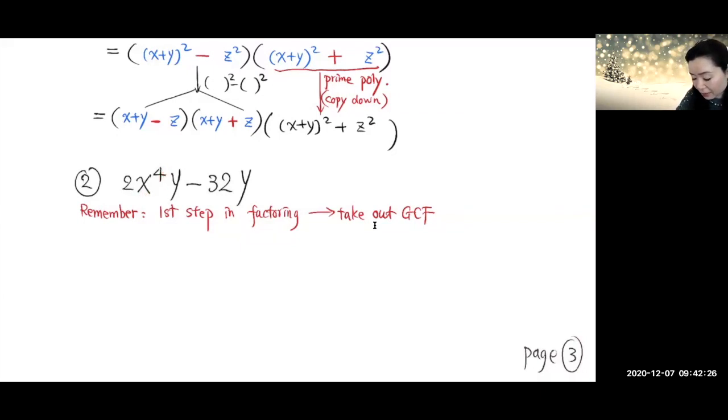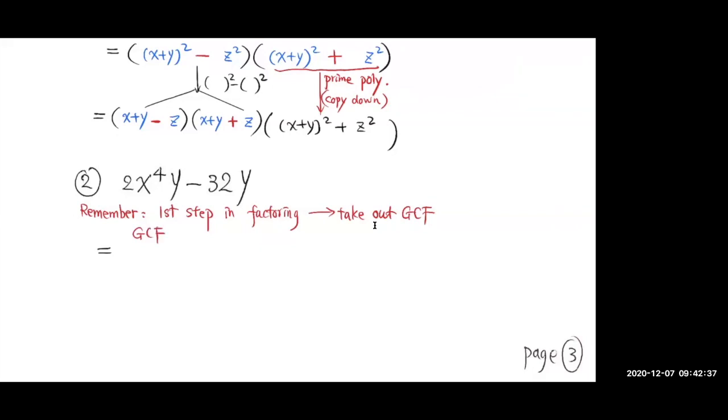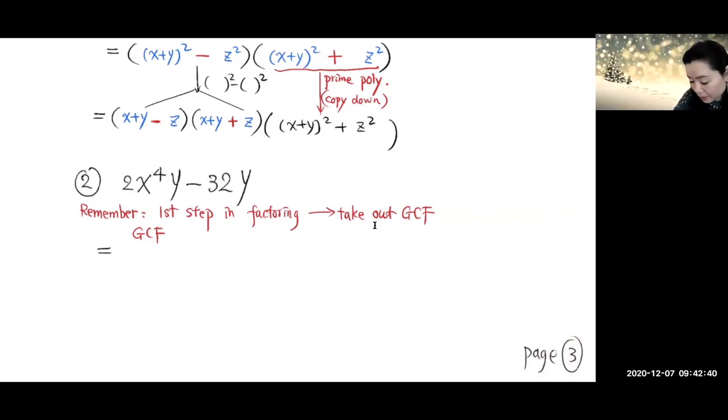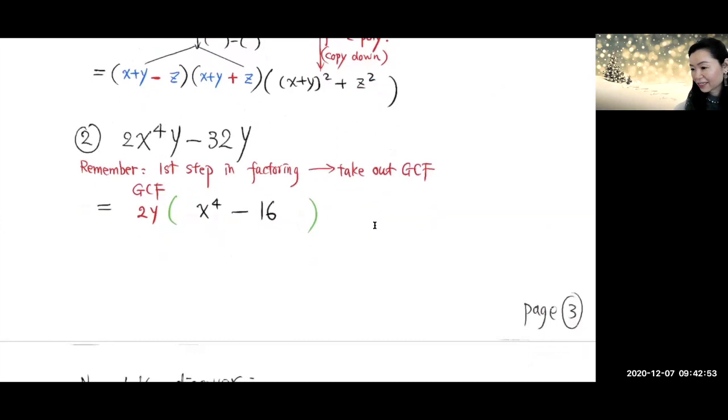So now we're going to take out the greatest common factor. What's the greatest common factor? 2y. You got it, 2y. So 2y. Now after we take out 2y, we'll have x to the 4 minus 16 inside the parenthesis. Let me put it on this side. x to the 4 minus 16 is a difference of 2 squares.